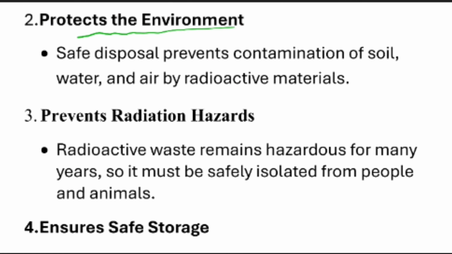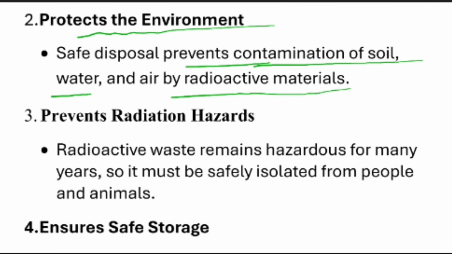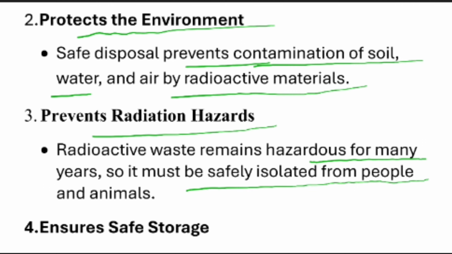Next is to protect the environment. You have to dispose of it safely, preventing contamination of soil, water and air by radioactive material. Next is to prevent radiation hazards. The waste contains radioactive material that stays hazardous for many years, so it must be safely isolated from people and kept properly away from humans.